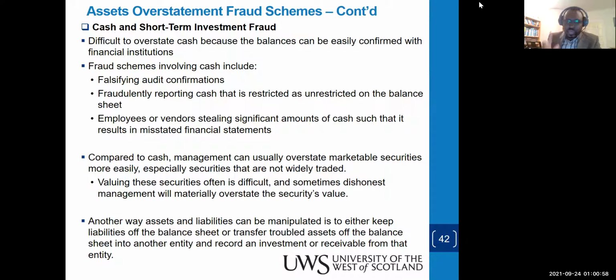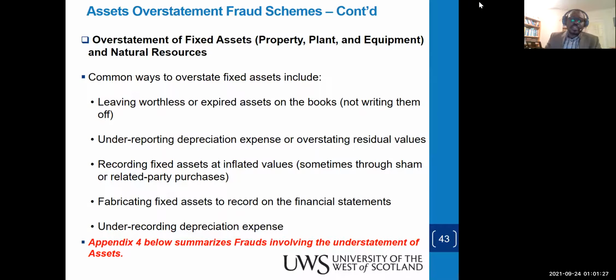Another way assets and liabilities can be manipulated is to keep them off the balance sheet or transfer troubled assets off the balance sheet into another company so that you don't see it at all. Because if you see any questionable transaction, liability, or asset, that is where you raise a question. But if they keep it off, what are you going to ask? Where will you even find it to ask unless you go deep and detailed enough? Okay. They could also overstate fixed assets, like I said. And there are several ways where they could do this by leaving worthless or expired scrap values on the books.